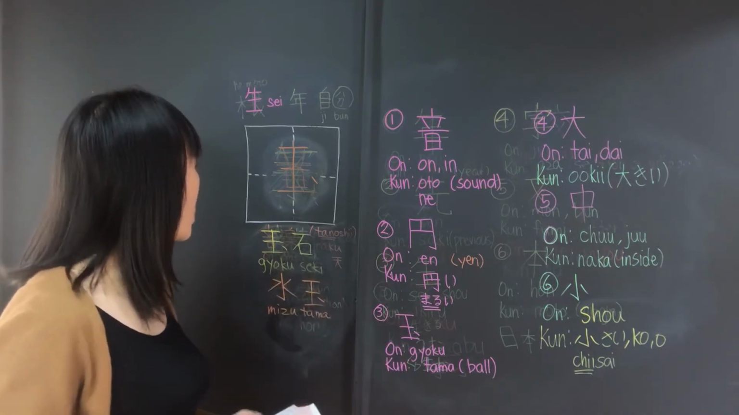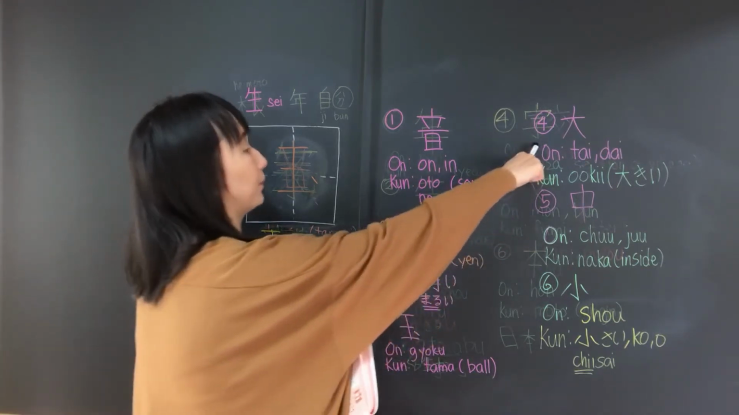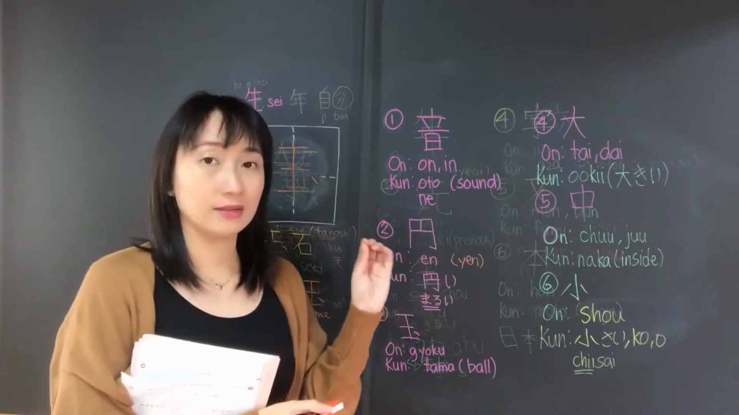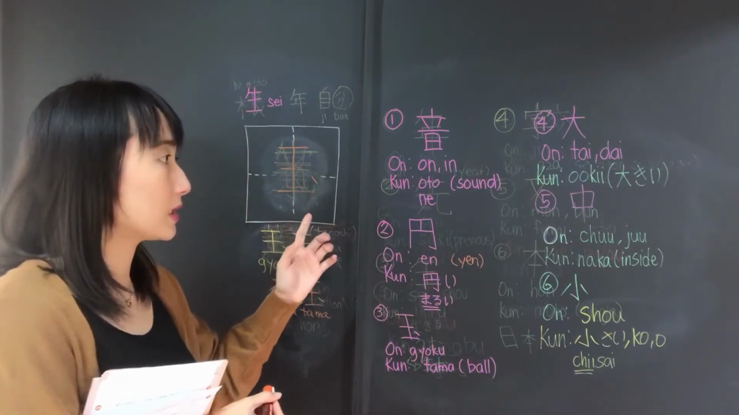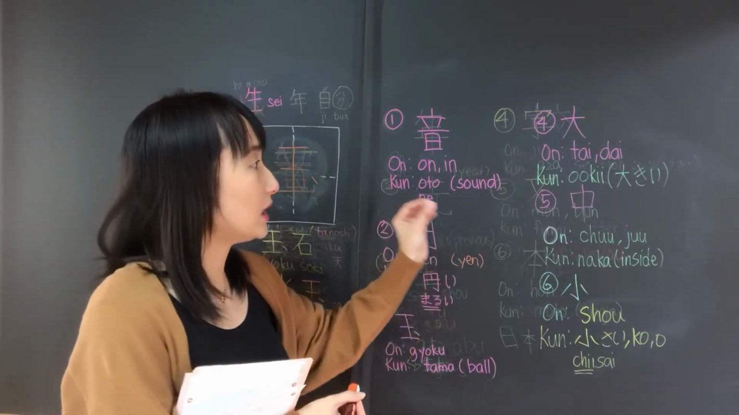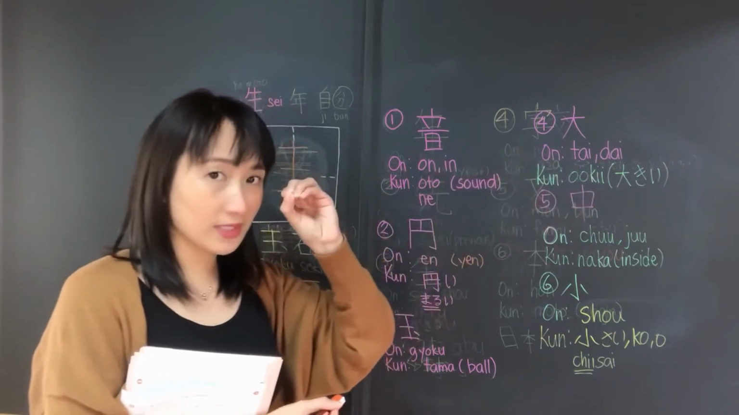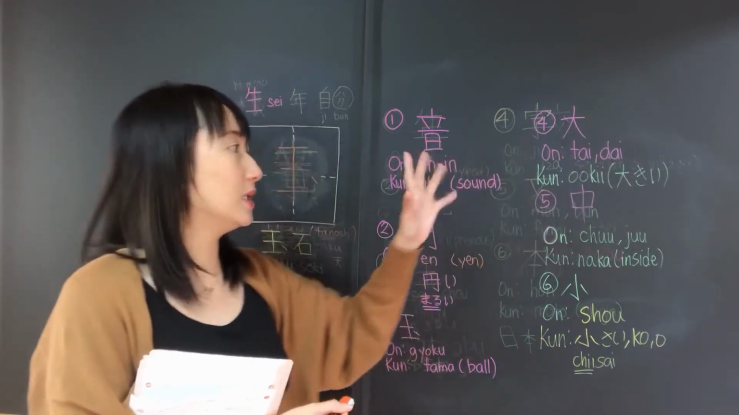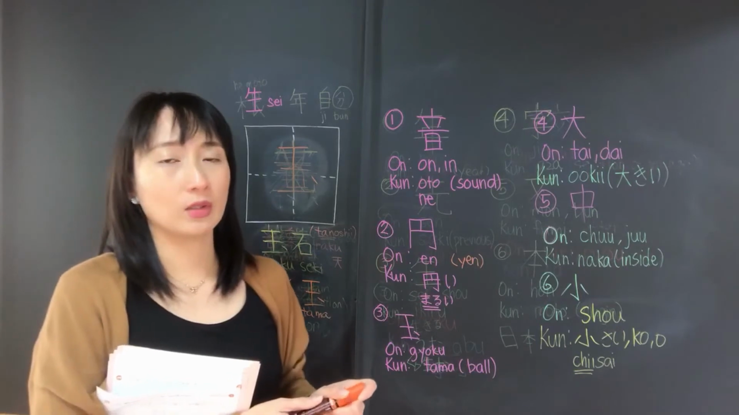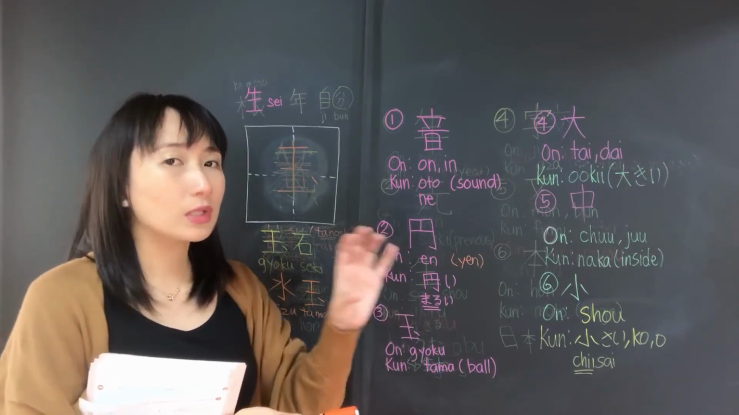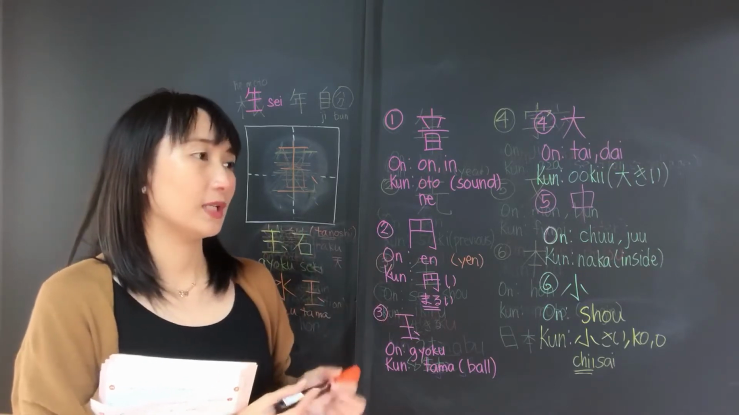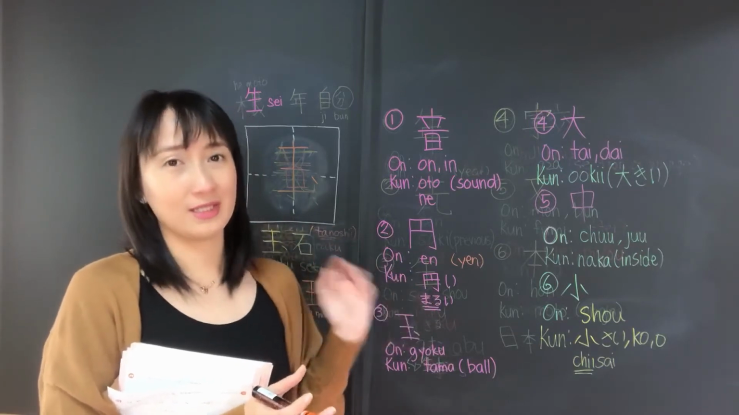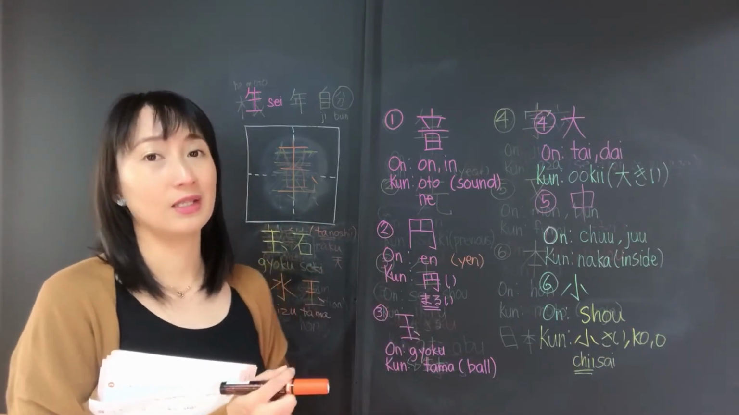Okay, so next one is this kanji. The onyomi is tai and dai, and then the kunyomi is o, oki, the double O sound. So this is how you write oki, or big. When you say oki, it should be stressed properly. For example, if someone bought a big cake, you could say, oh, oki desu ne. Oh, it's very big. Something like that.